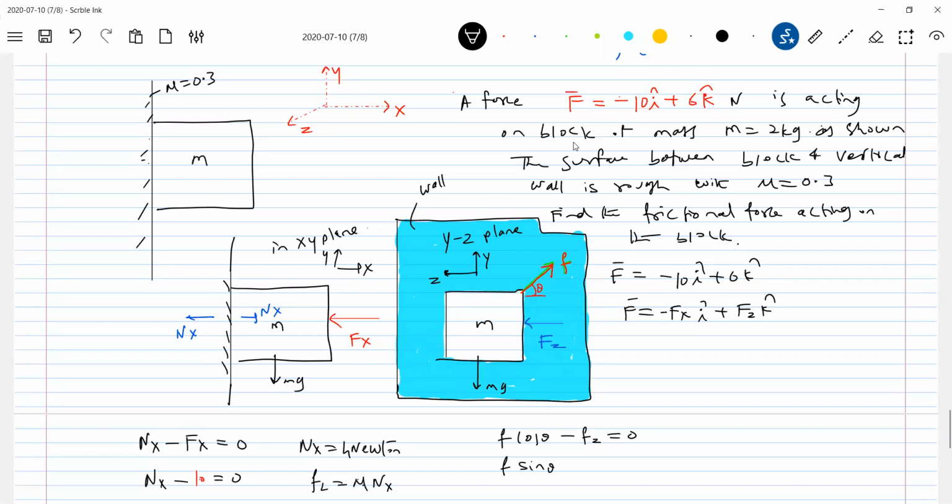I changed the value of Fx, no? 10 Newton I made it. F sine theta should be equal to mg. The component of friction will balance mg. So now F should be equal to, I'll square and add up this. F squared equals Fz squared plus mg squared. What is Fz? 6 squared. What is the value of m? Mass of the block 2 kg. So this will be 20 squared. So 20.4 Newton I'm getting.